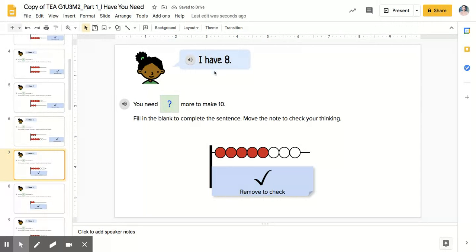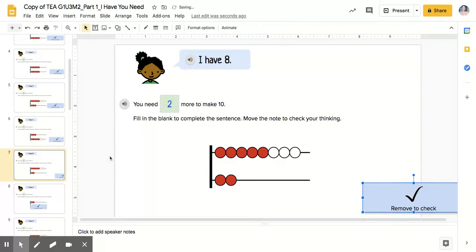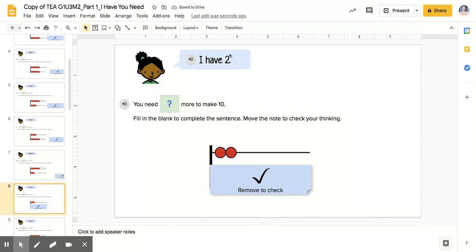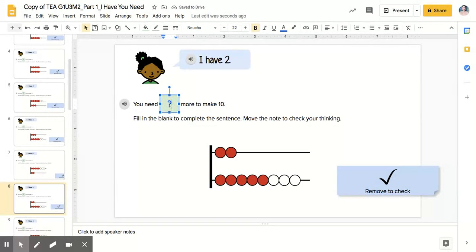If you have 8, how many more do you need to make 10? I have 8, 9, 10. I counted up 2 more to make 10. What if you only have 2? How many more do you need to make 10? I have 2, and I can count up till I get to 10. You're right, that would be 8. Good job.